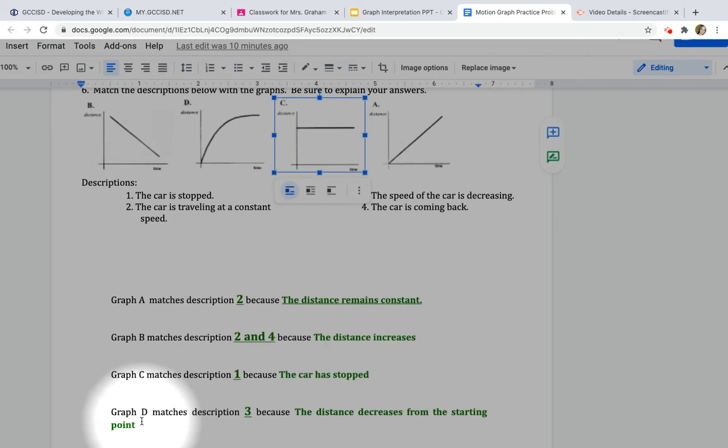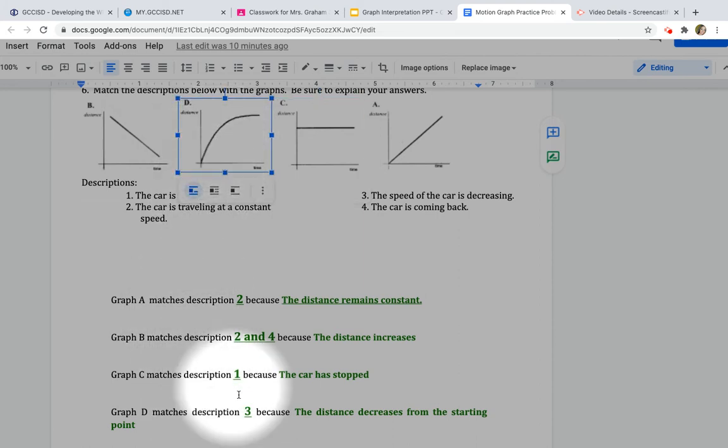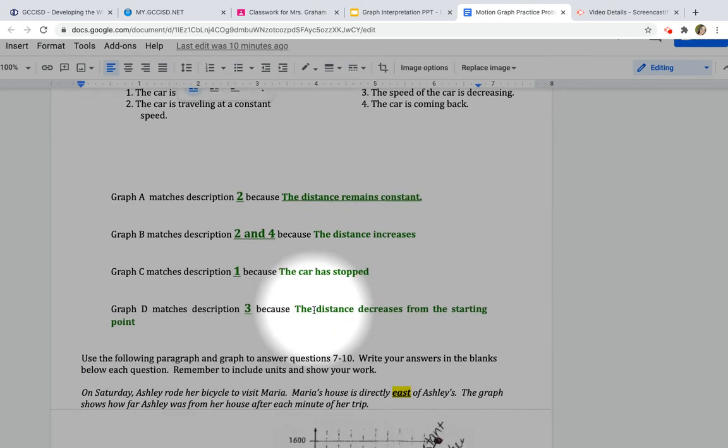And now graph D matches description... let's look at graph D right here. Matches description 3. The speed of the car is decreasing. This is correct because the distance decreases from the starting point. So you can see right here, it starts to shoot up and then it begins to level off. Okay, eventually it will travel back down. The speed is decreasing.